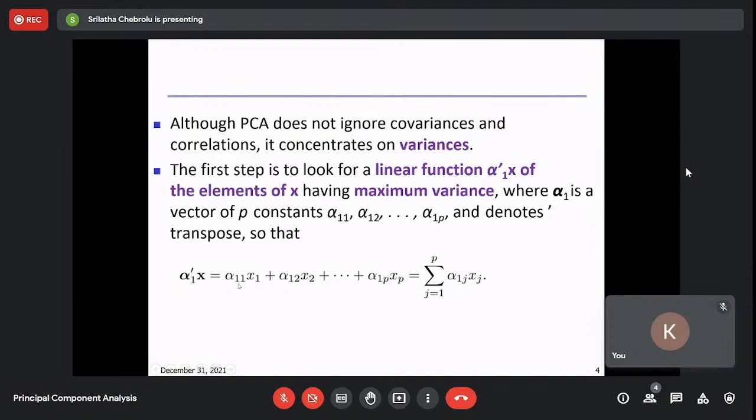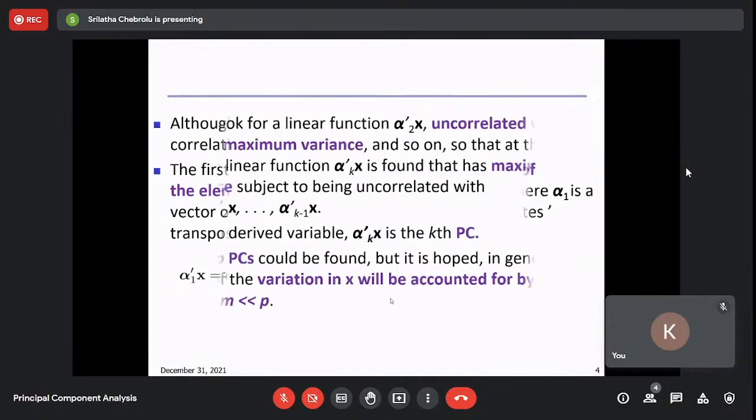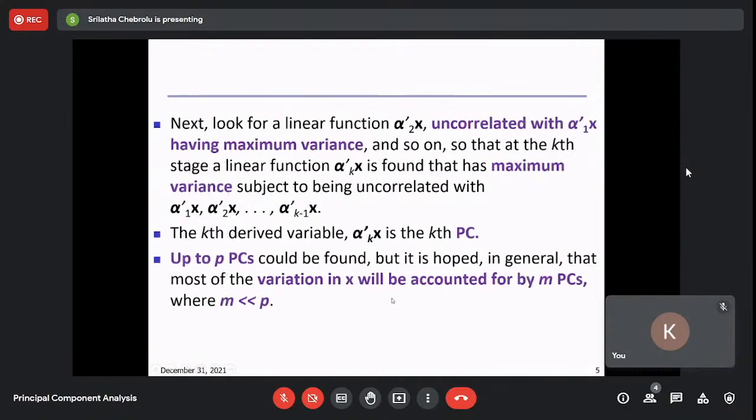These are the weights: alpha 1 1, alpha 1 2, you can think of them as the weights. Now we have to find alpha 1. Alpha 1 prime is there, right? The prime indicates just the transpose of the vector. Now, how to find that?